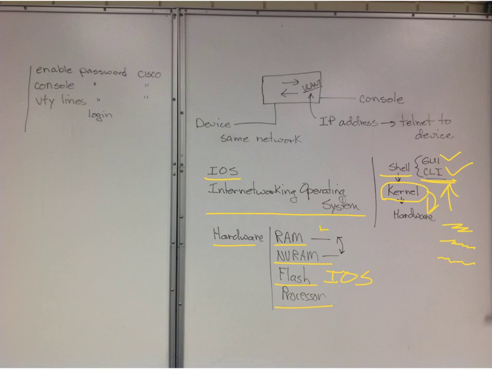We configure the running config, and then we copy it to NVRAM as the startup config. If the device restarts, it loads that startup config back into RAM. And we can move configs from one device to another using the command line.